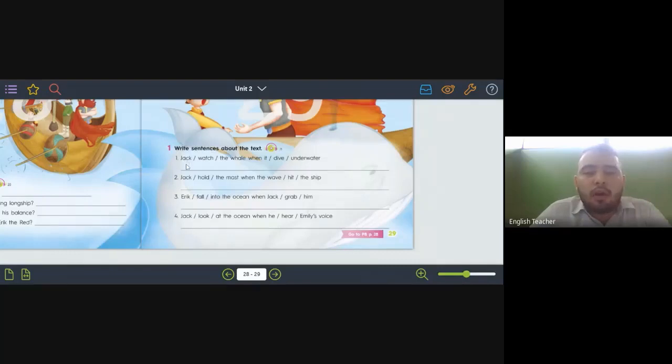So at the beginning, we are going to place Jack. You are going to place Jack here. Then was, the verb to be, third person, was. Washing, was washing. Remember, here we had to add the ing form, okay? Jack was washing the whale when he dived underwater. Here we had to add the letter D to this word in order to make it past form, okay? So it must go like: Jack was washing the whale when he dived underwater, okay? So that is what we are going to do in this activity.